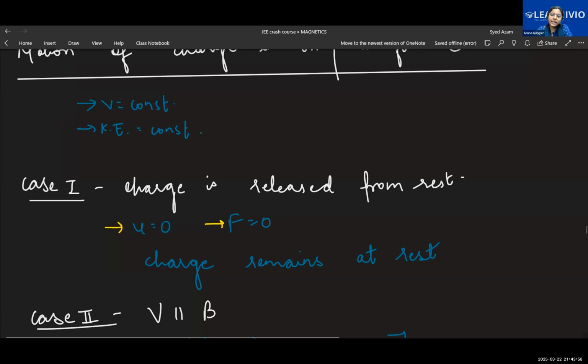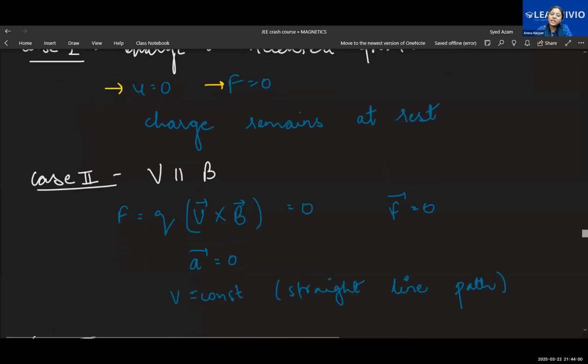Then the second case is when the velocity is parallel to the magnetic field. Class, if you want me to repeat any part, just let me know. See, we have studied the formula q v cross B. When we say q v cross B, we want to say q v B sine theta. Cross product also you have done. So this is q v B sine theta. So force is 0. Why are we saying force is 0?